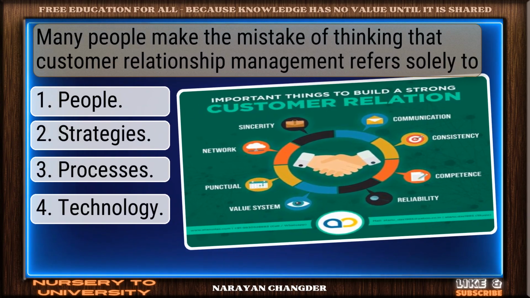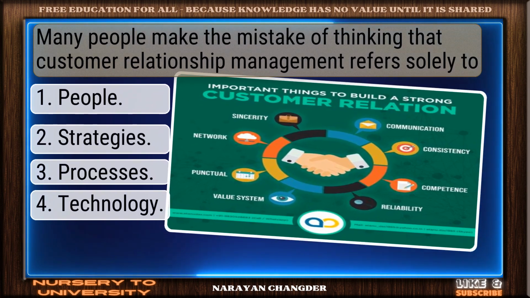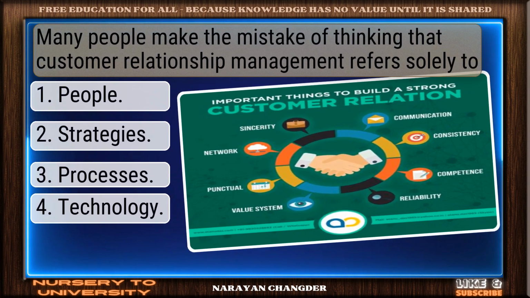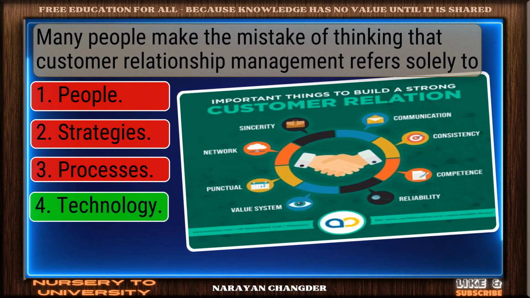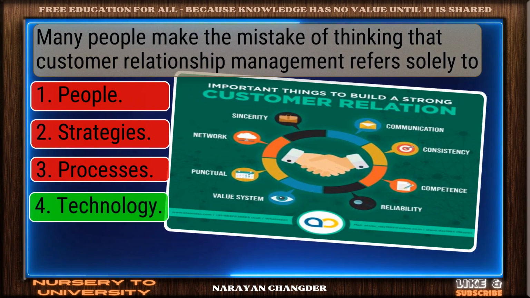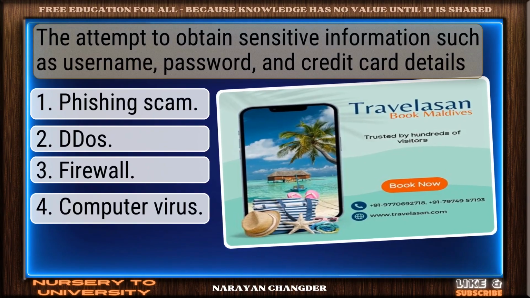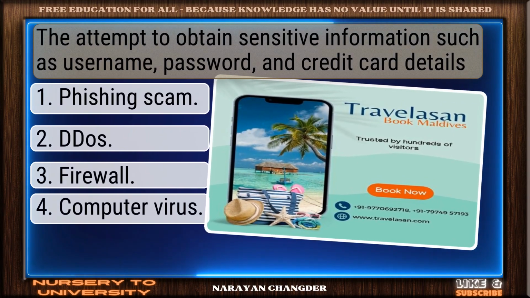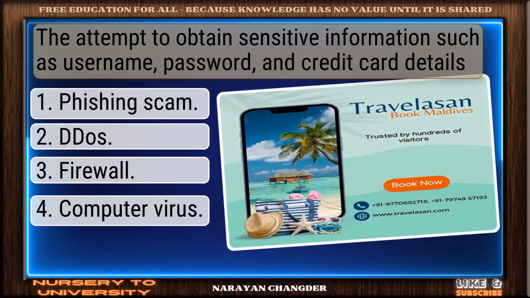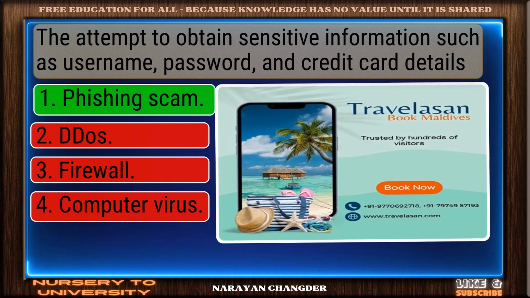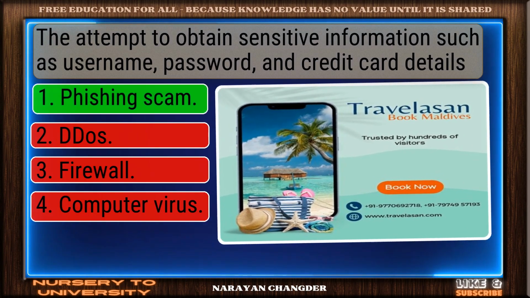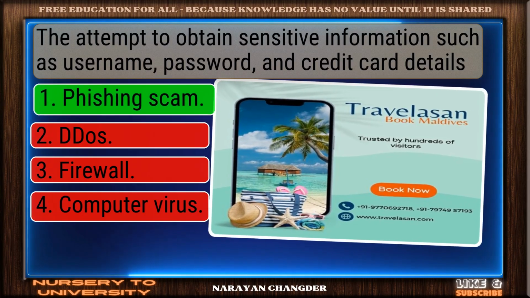Many people make the mistake of thinking that customer relationship management refers solely to. Strong choice. Technology is right. The attempt to obtain sensitive information such as username, password, and credit card details. Well reasoned. Phishing scam is correct.